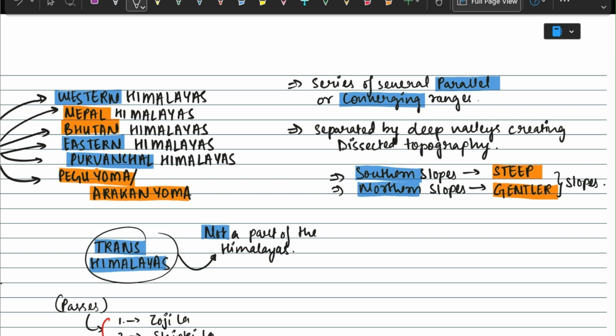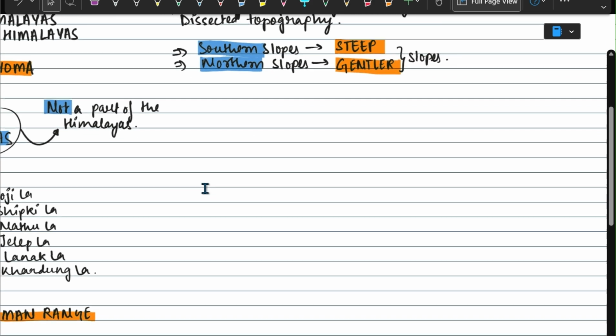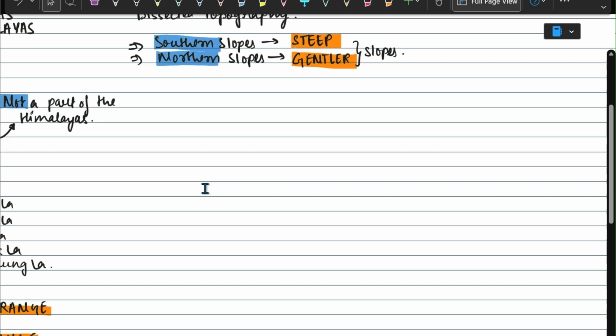Well, the meaning of this in simpler terms is, imagine you're climbing a mountain, and on the southern side, that is the side facing India or the plains, the mountains rise very sharply. That means the land rises quickly over a short horizontal distance. This makes the southern slopes very steep, like a cliff or a steep hill. On the northern side, which is the side facing Tibet and China, the mountains rise more gradually. That means the height increases slowly as you move further, and that makes the northern slopes gentler, like a broad ramp or rolling hill.